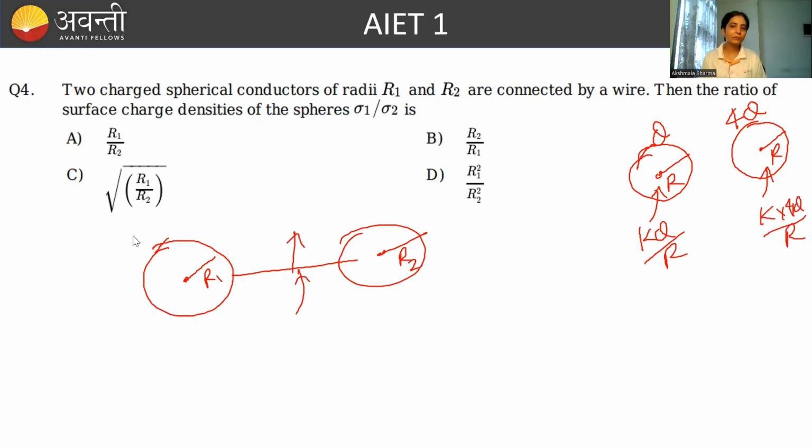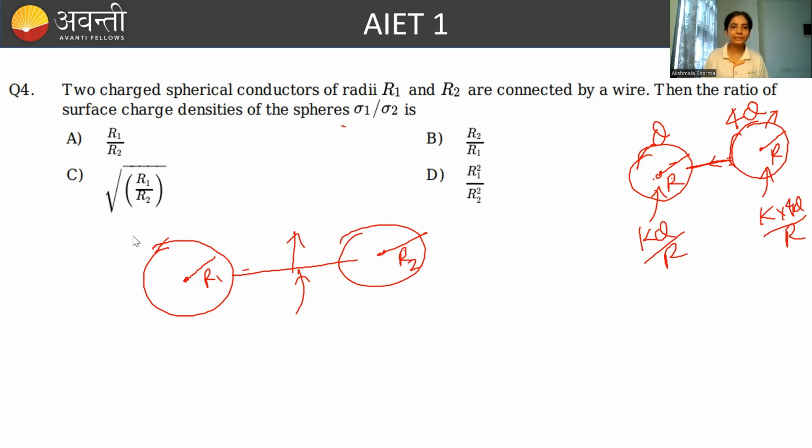Done. So the potential of this surface is higher than that of this. If we are going to connect these two, their potential has to be the same. But for that, what will happen? Charge will flow from here to here in such a way that their potential will become equal. So the potential has to be equal if they are connected.